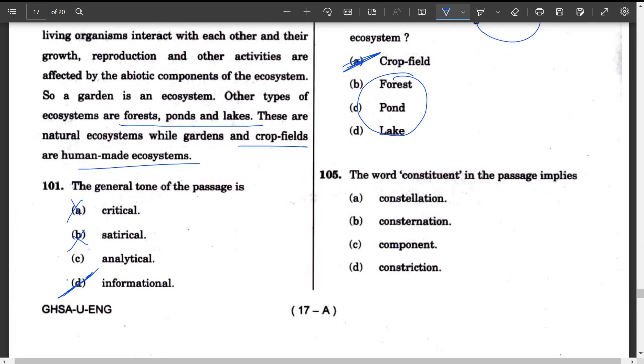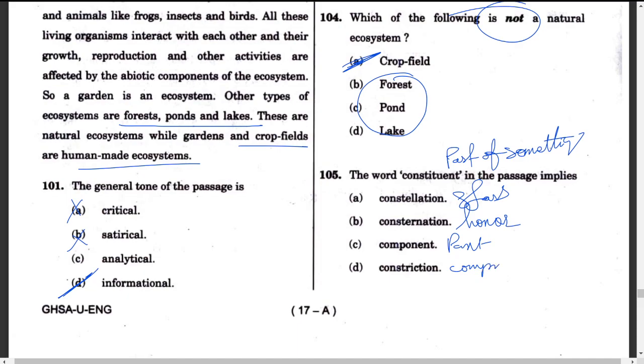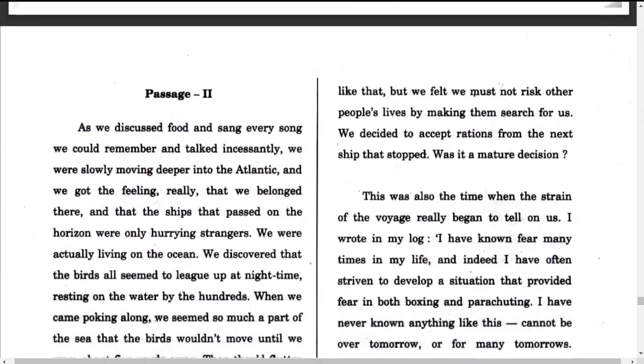The word constituent in the passage implies what? Constitute in the sense of anything that is a large part of something. Part of something. Look at this. Constellation is related to stars. Next. Component is part of something. Constriction is to compress. Now, which one can you use here as anything that is part of something, that you can call a component? C can be used. Next.